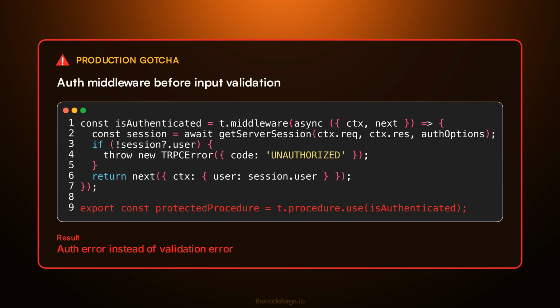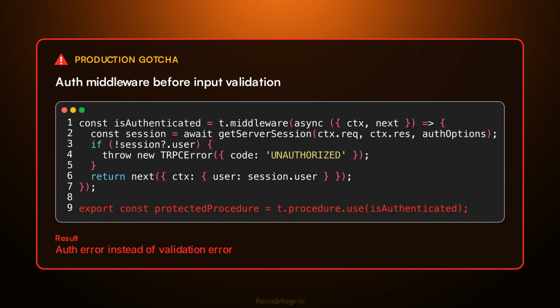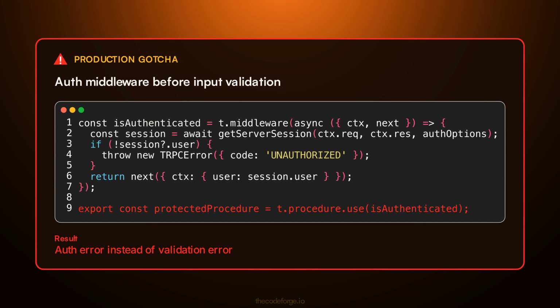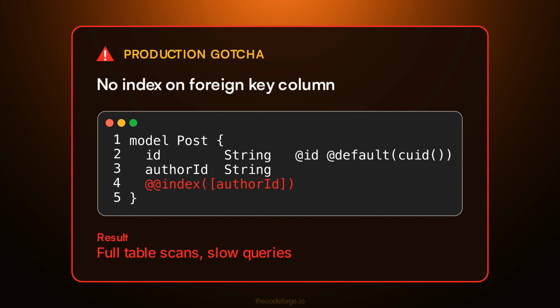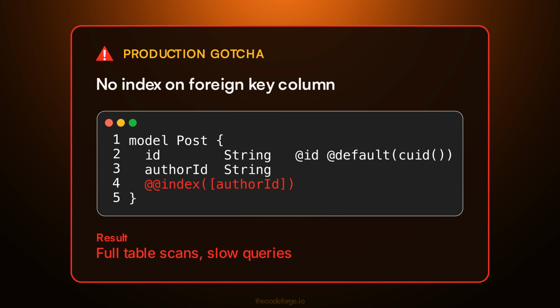If you chain auth middleware before input validation, an unauthenticated request with invalid input will fail with an auth error instead of a validation error. Always chain validation middleware first, then auth. Prisma doesn't automatically create indexes on foreign keys. Without an explicit index, queries filtering by authorId will do full table scans, causing latency to spike from 2 ms to 500 ms at scale.